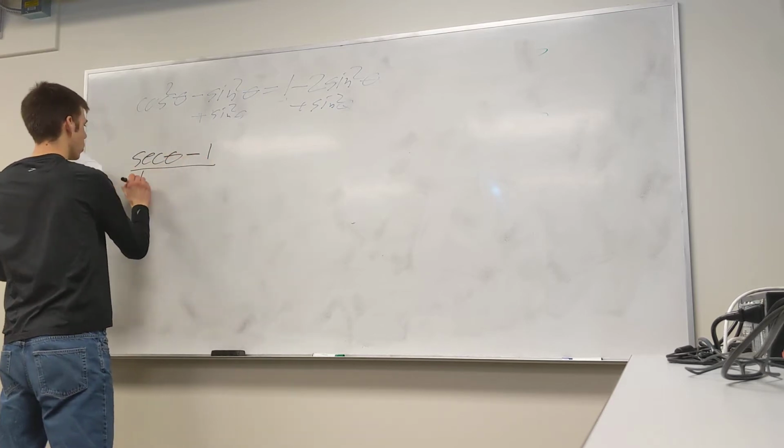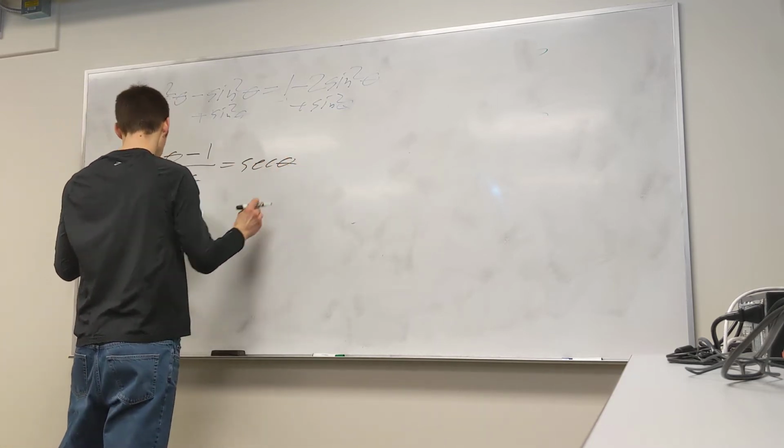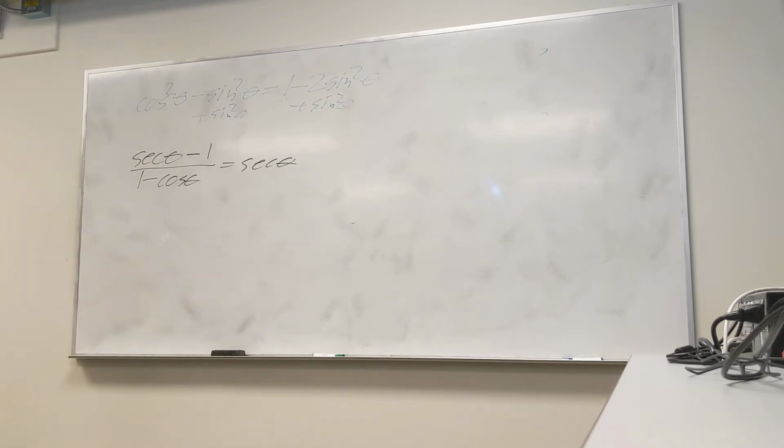Secant theta minus 1 over 1 minus cosine theta equals secant theta. All right, you guys, want to get started on that? Yes. On this bad boy? Okay, so first of all, tangent theta's on the top. Not quite, right? Why not? Because tangent is squared. Oh, okay. Never mind, I lied.